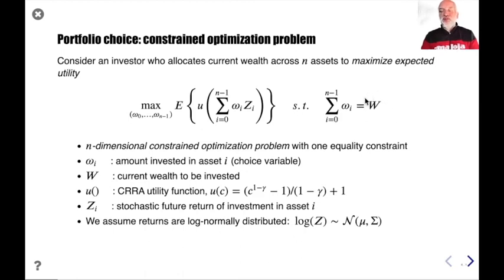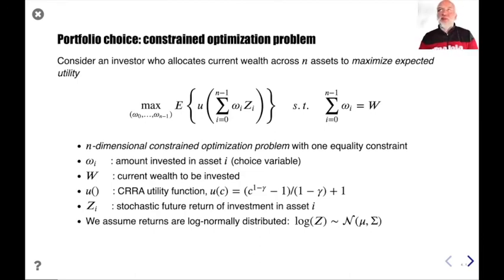So this is the total amount of wealth to invest, and what you do is divide that wealth across n different assets, indexed from 0 all the way up to n minus 1. So I'm starting with 0 and ending with n minus 1, which gives n assets in total. Then omega I is your investment in asset I, and you sum all that up, and it has to add up to how much you have to invest.